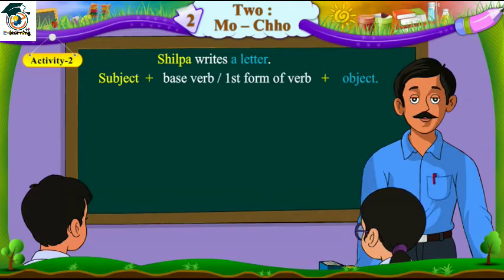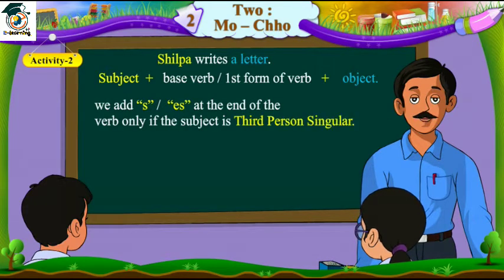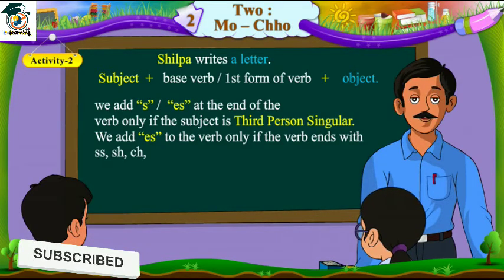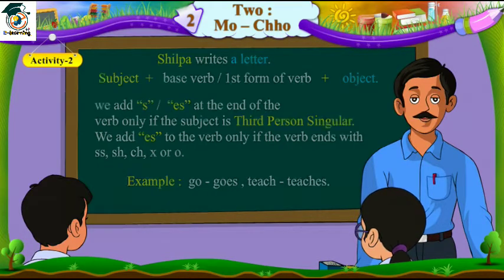Remember, students, we add s or es at the end of the verb only if the subject is third person singular. We add es to the verb only if the verb ends with ss, sh, ch, x, or o. For example, go, goes, teach, teaches.